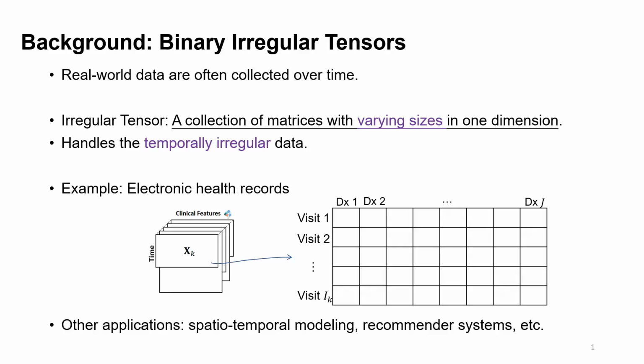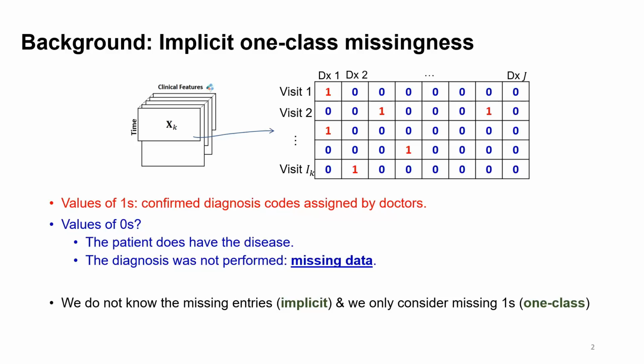Many real-world data are binary and are often collected over time. Irregular tensor is a very useful tool to handle such data. Irregular tensor is a collection of matrices with varying sizes in one dimension, and it handles the temporal irregularity in the data. However, our observations usually contain inevitable one-class missing values.